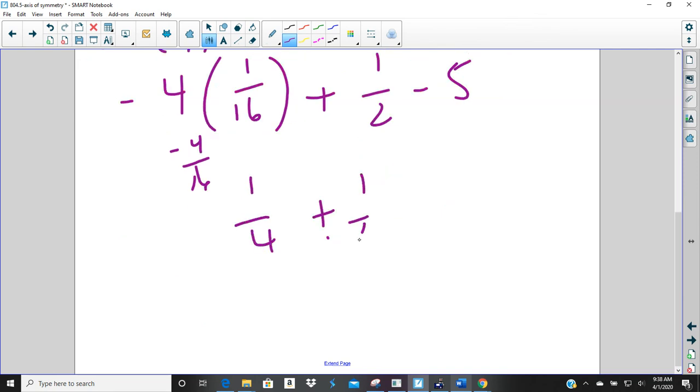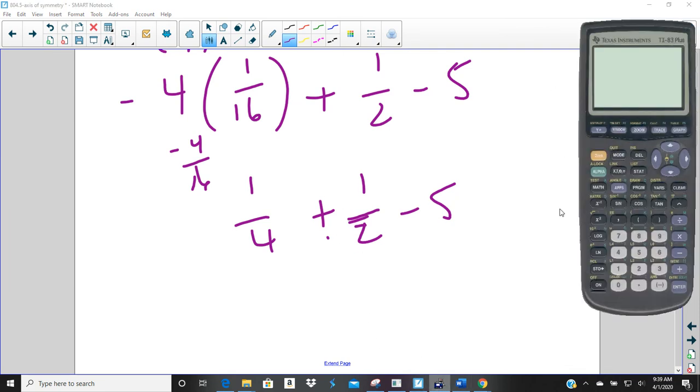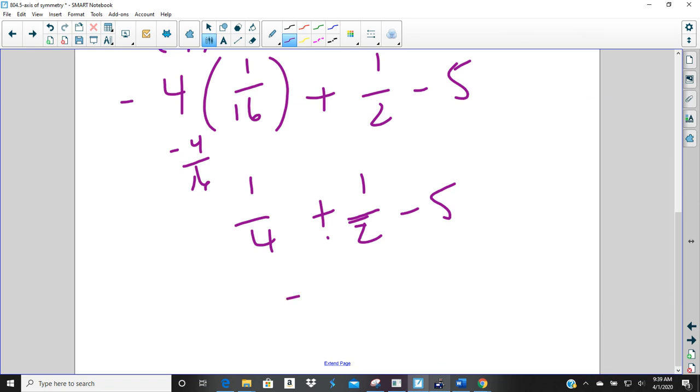1/4 plus 1/2 minus negative 5. And you know what I'm going to do right now? I'm going to use my calculator because I don't feel like doing the fractions in my head. Either if I need to, I can change it into decimals, but I don't have to. 1/4 plus 1/2. So two small numbers minus 5. And I'm left with negative 4.25, sorry, 4.25. So what is my vertex?